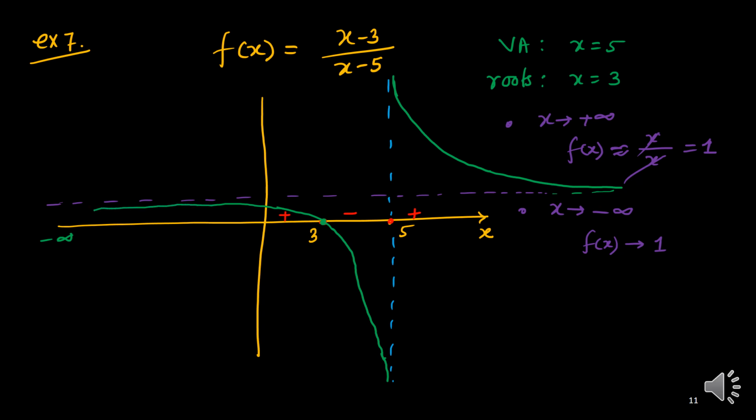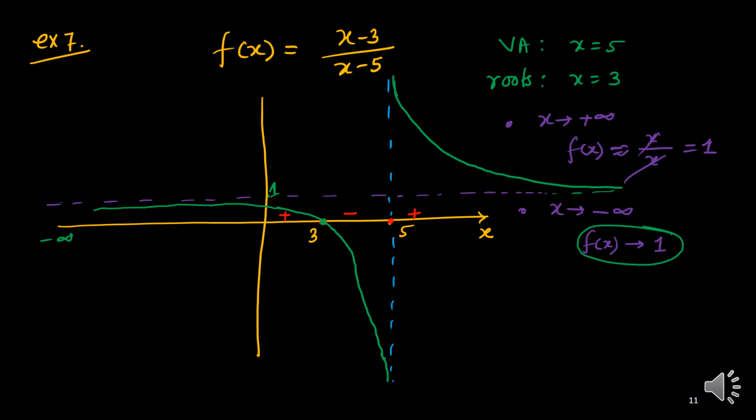Be careful because of this one. This is the only change. When both numerator and denominator order are the same, you will get the horizontal line that could be non-zero. It will be non-zero. So in this case it is 1. So this value is 1. Fine. So this is example number 7.